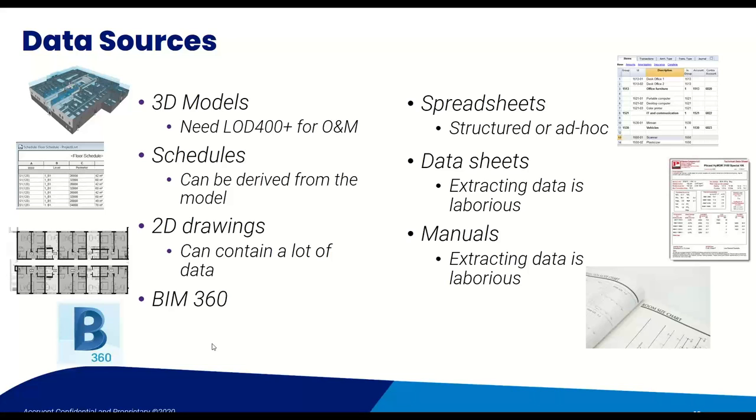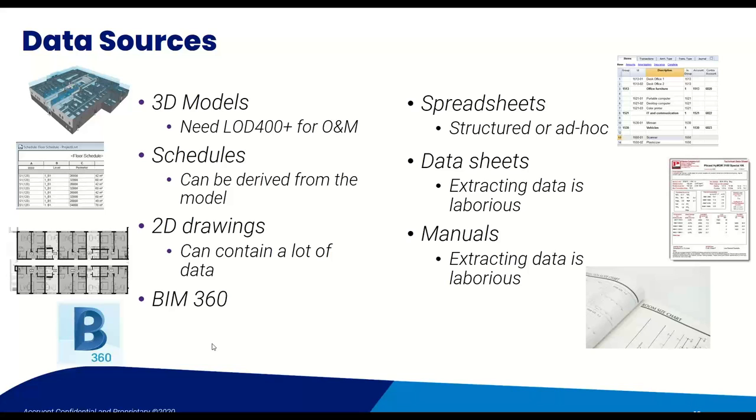We can also get data from schedules, so basically reports on asset information by the different assets. These can be derived from the model. For instance, Revit has extensive facilities to create such schedules. They can also come from another source, like for instance, a purchasing system at the contractor that produces a list of this information. So this is also something that we'll see. And if we get schedule information, that will usually be in the form of Excel spreadsheets.